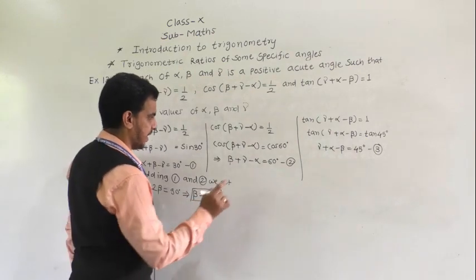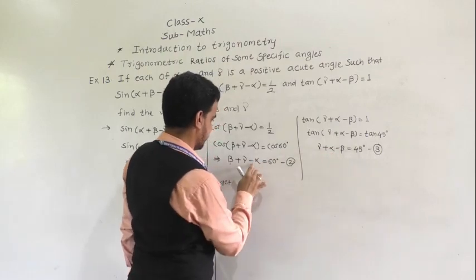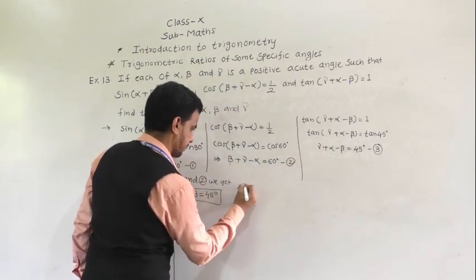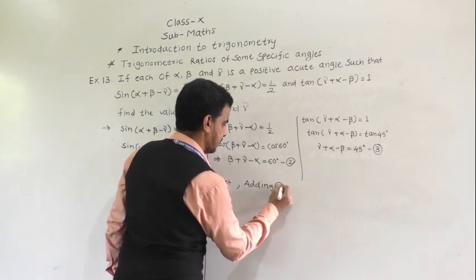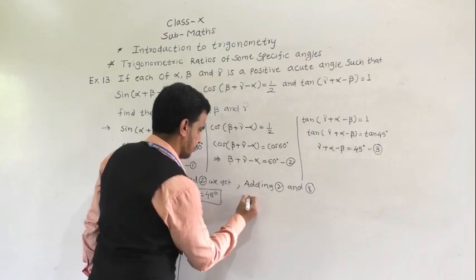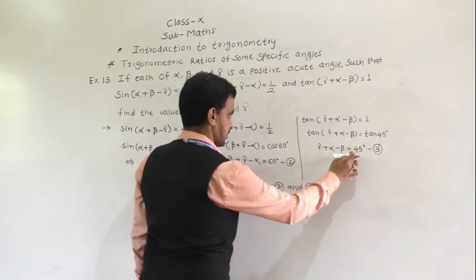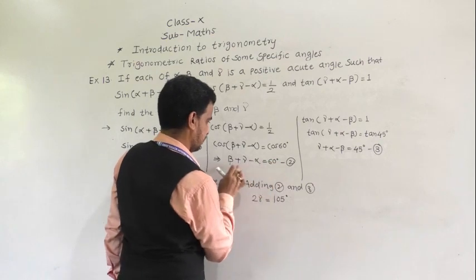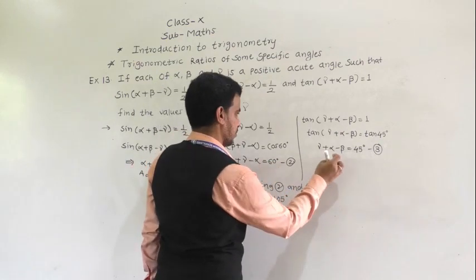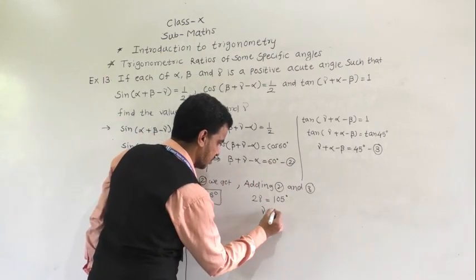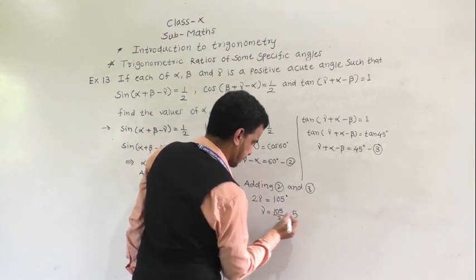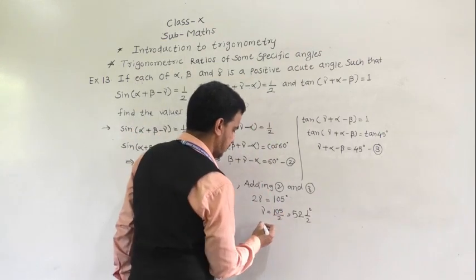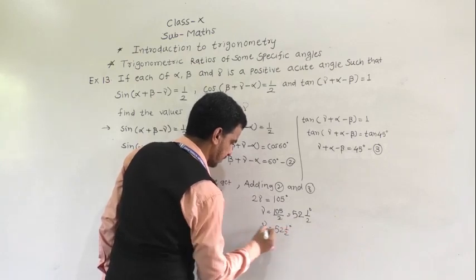Now next one, if we add these 2, here alpha minus alpha cancel, beta minus beta will get cancelled, so we will get the value of gamma. So next one is adding 2 and 3, so we will get 2 gamma is equal to 60 plus 45, that is 105 degree, okay? So 2 gamma is equal to 105, so gamma is equal to 105 divided by 2, that is 52 and a half degree, or you can write 52.5 degree. So gamma is equal to 52 and a half degree, okay?